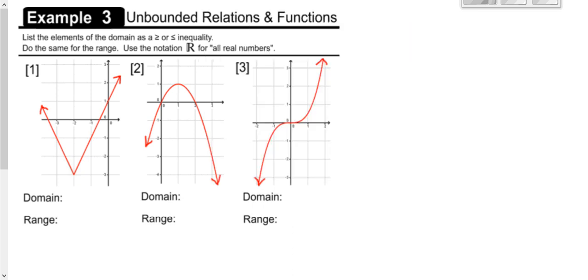I can write it as all real numbers, or I also can write it as negative infinity is less than all of my x values is less than infinity. So I'm going to say that again. Negative infinity is less than all my x values. All my x values are less than infinity. So you notice we don't have an equal to symbol here because you can't actually be equal to infinity. So you're not ever going to see that equal to symbol with the infinity.